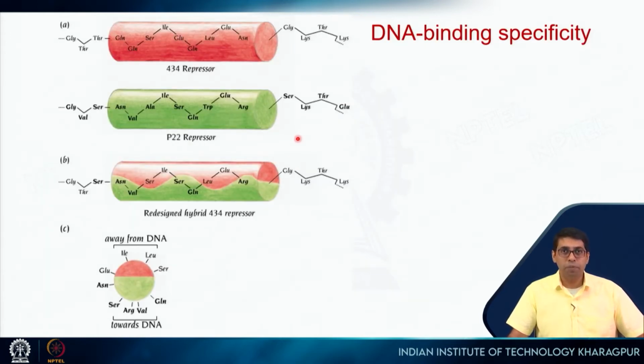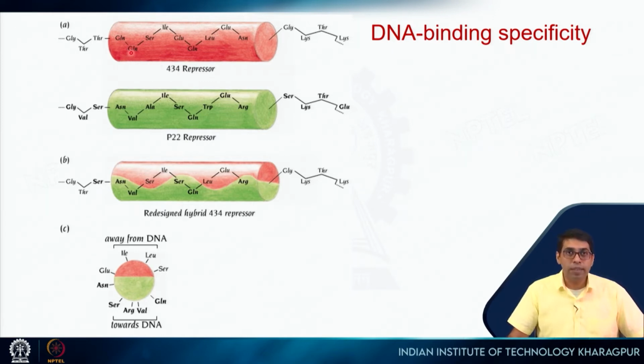So we'll see one example. This helix-turn-helix is found in these two proteins. One is the 434 repressor, which is like the lac repressor that we have discussed before, and the other is the P22 repressor. Now if you see, this is the helix. So the DNA binds this side. Okay, so the residues which are on this side of the helix, they will interact with the DNA, right?